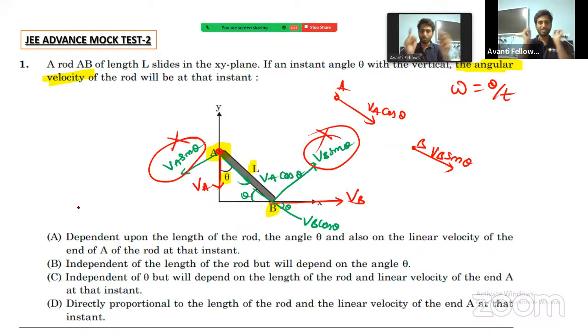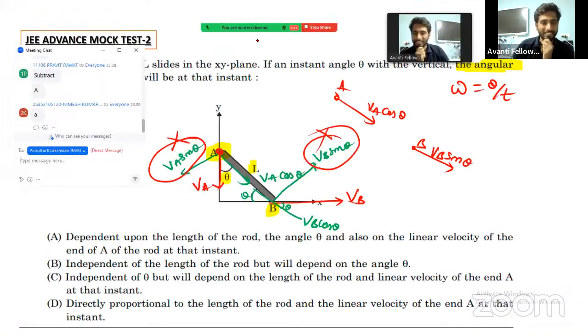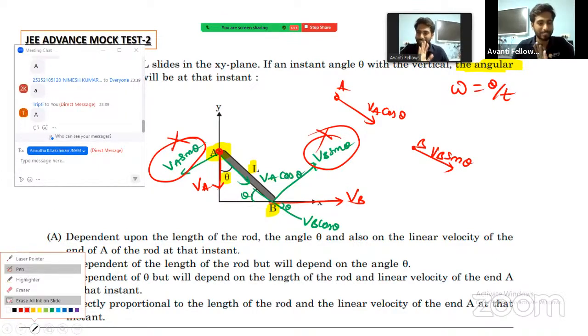Once you go through the options, I will give 1 minute of time. Then let me know exactly which option is matching. I'm waiting for your answer in the chat box. Right, Rawat. Right, Nimish. Take your time and look. Right, Tripti.